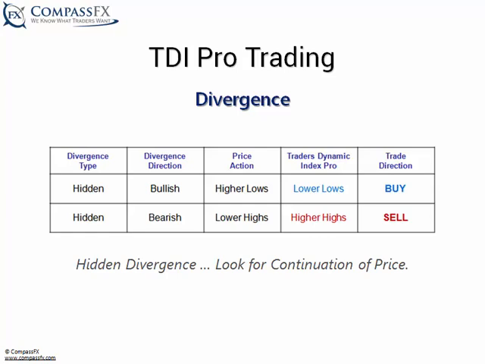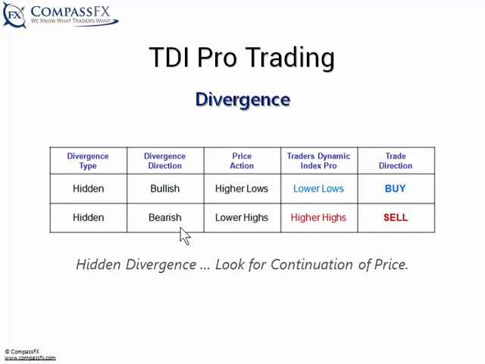The second type of divergence that we have is known as hidden divergence, and we look for continuation of price. There are two types of hidden divergence, like there's two types of regular divergence. We have bullish and we have bearish. With bullish hidden divergence, we're looking for a long direction. We're looking for a buy direction. In this case, we have higher lows in price and lower lows in the Trader's Dynamic Index Pro.